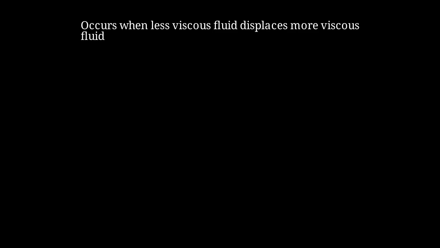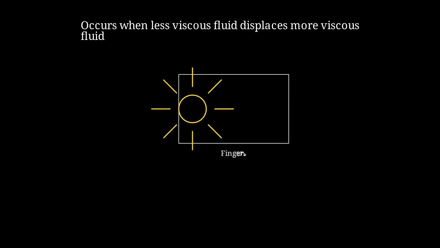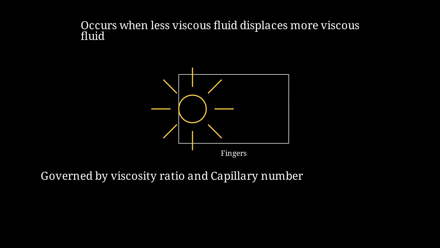Fingering instabilities create fascinating patterns when one fluid displaces another in confined geometries. Fingering instabilities occur when a less viscous fluid tries to displace a more viscous fluid, creating finger-like penetration patterns. We see fingers radiating outward from the injection point, creating patterns that look like a starburst or tree branches. The onset and morphology of fingering are governed by the viscosity ratio and the capillary number of the system. Fingering occurs when the viscosity ratio is less than 1 and the capillary number exceeds a critical threshold value.